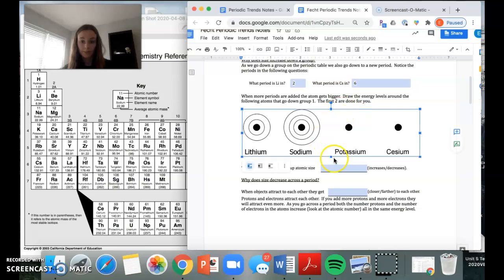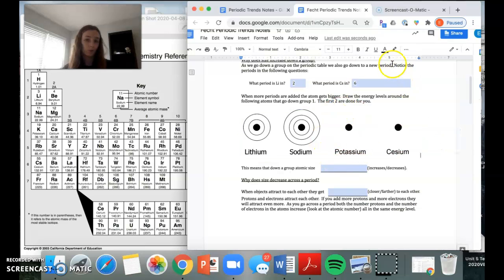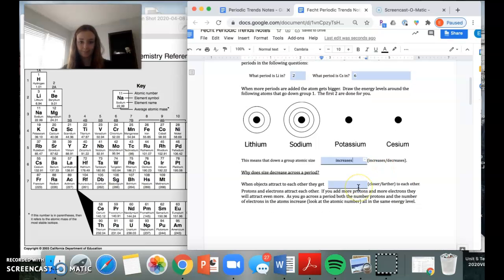So potassium, I don't have a marker with me, and it's okay if you don't draw, because I know it can be challenging to draw. That's okay if you don't, but as long as you see this right here. So potassium has 4, so it's even bigger. And then cesium would have 6 circles around it, 1, 2, 3, and would be the biggest. So we see we're going down the periods, so therefore this means that down a group atomic size increases, because they're getting bigger and bigger.